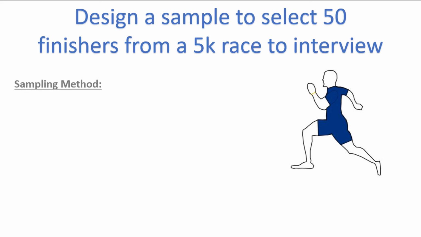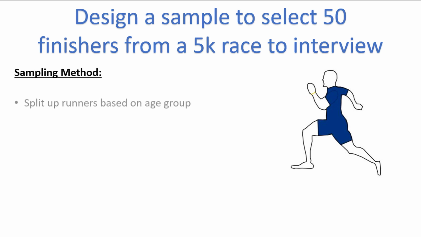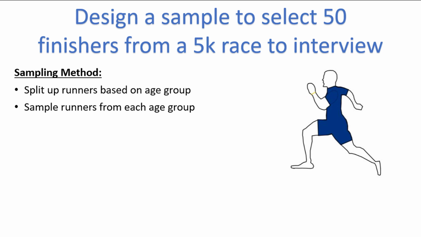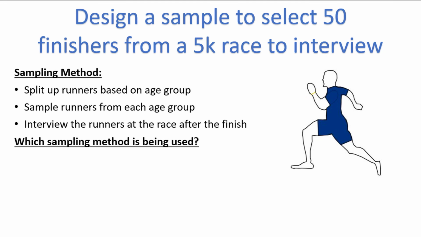A second possible way to sample the runners is to split them up based on age groups, and then to randomly sample a proportional number of runners from each age group. Suppose you decide on who to survey before the race even begins, and track the runners down at the event after they finish to survey them. Which type of sampling method is this?